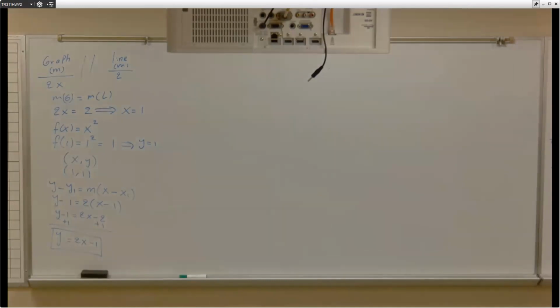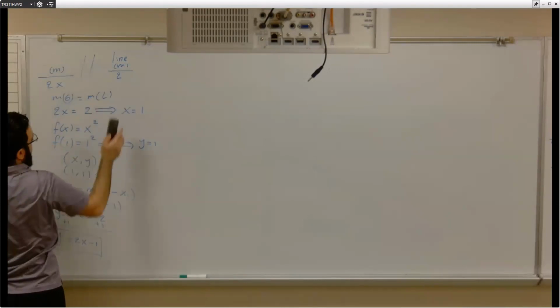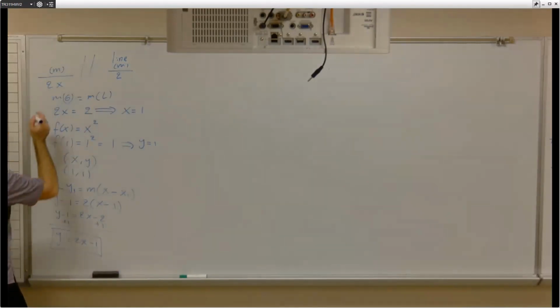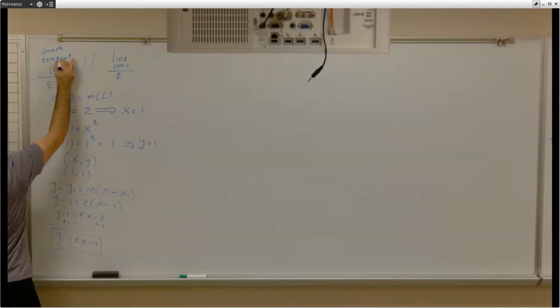By the way, this is the slope for the tangent line. This is the slope of the tangent line, which is parallel to this one, which is from the graph. It's a tangent line.